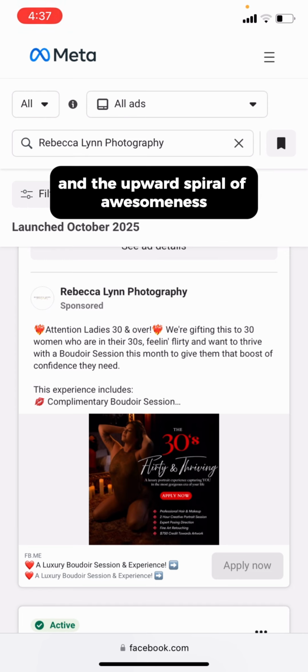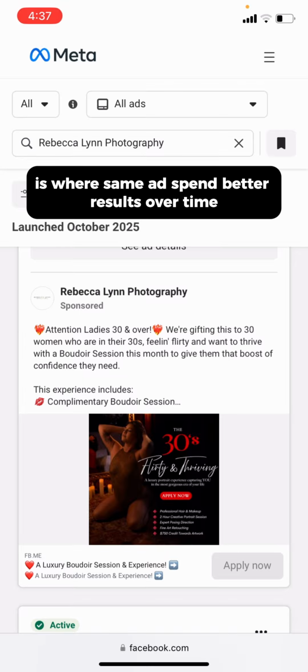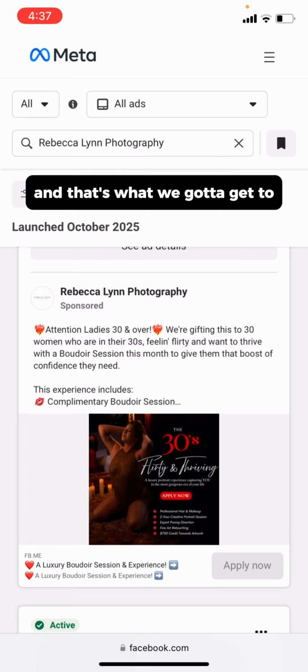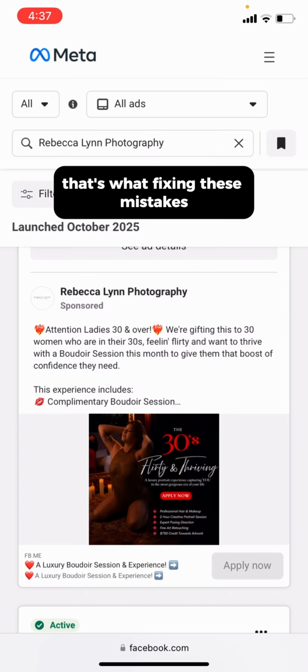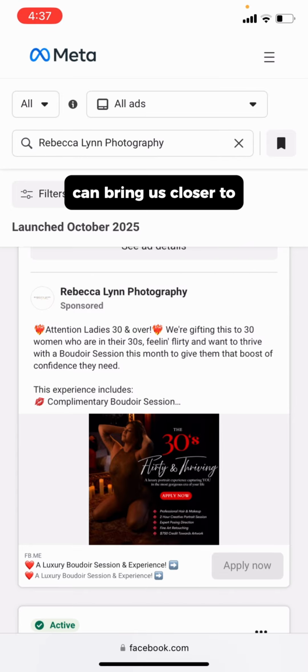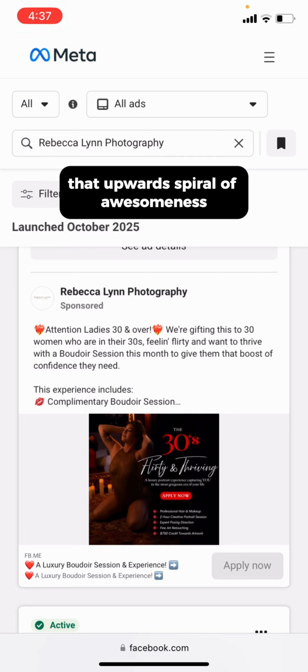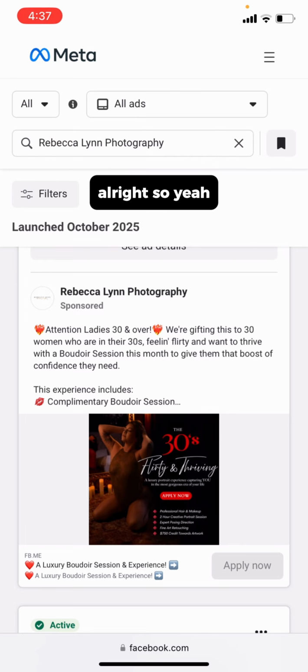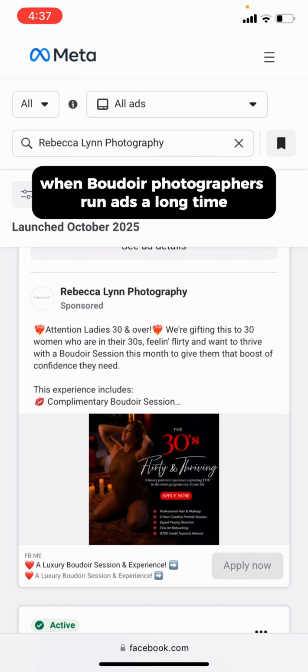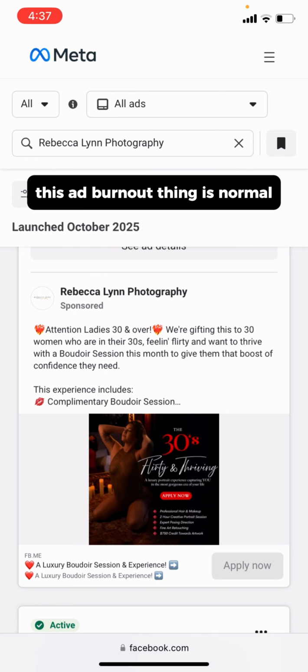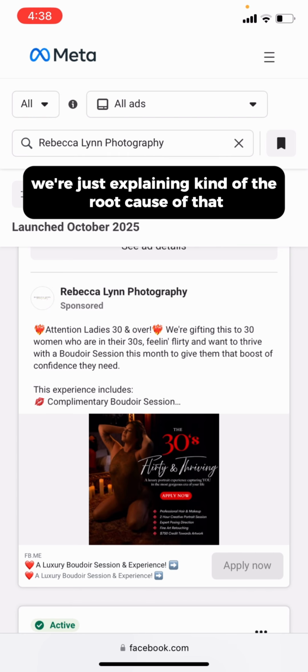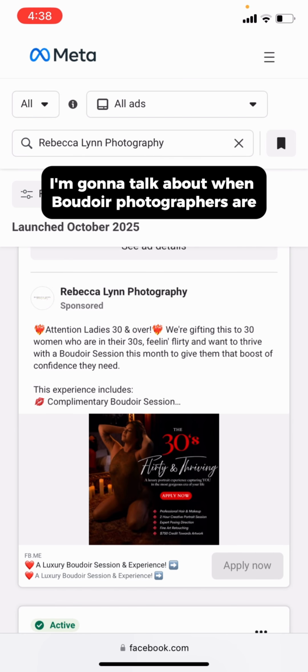And the upward spiral of awesomeness is where same ad spend, better results over time. And that's what we've got to get to. That's what fixing these mistakes can bring us closer to. It gives us a much better chance of getting that upward spiral of awesomeness. All right, so when boudoir photographers run ads a long time, this ad burnout thing is normal. We're just explaining the root cause of that. That's these mistakes I'm going to talk about.